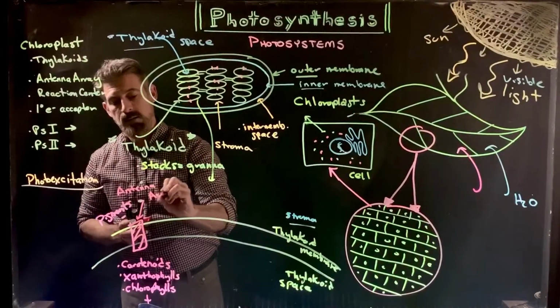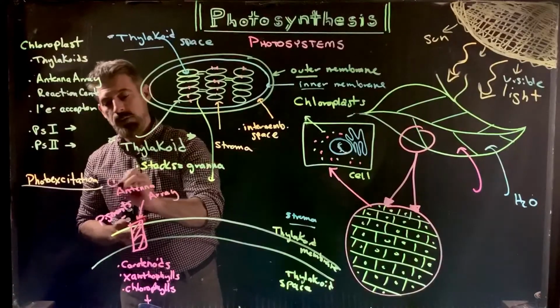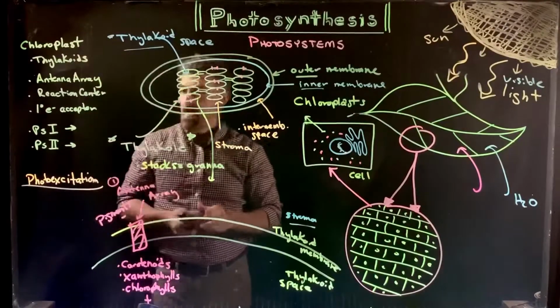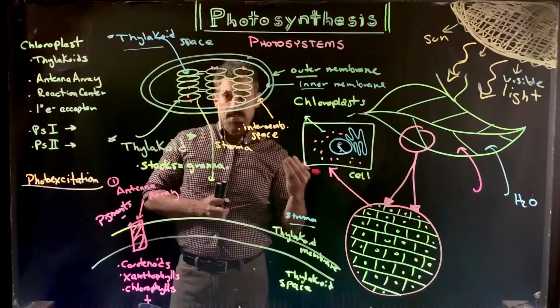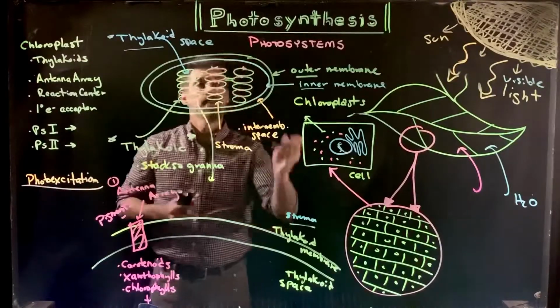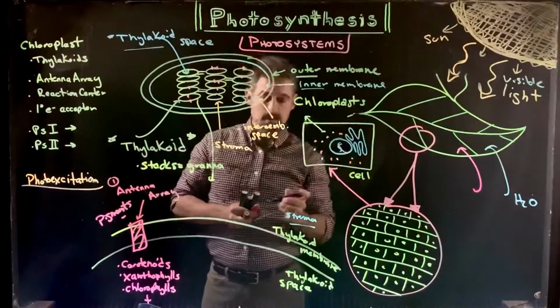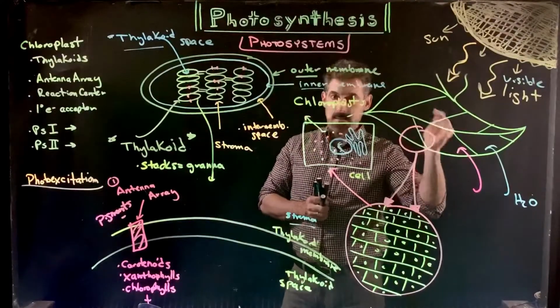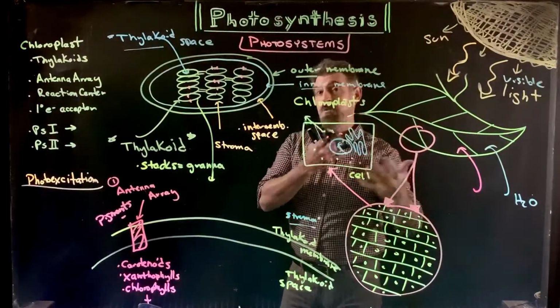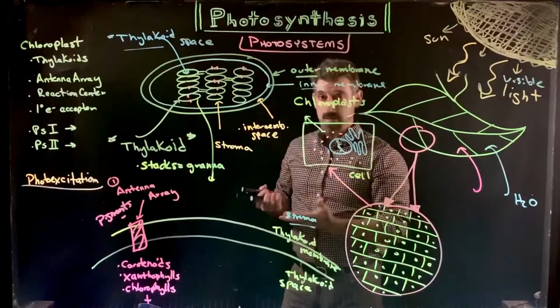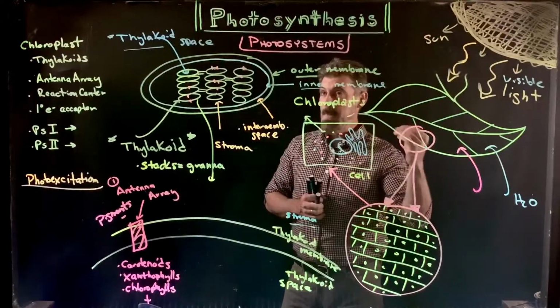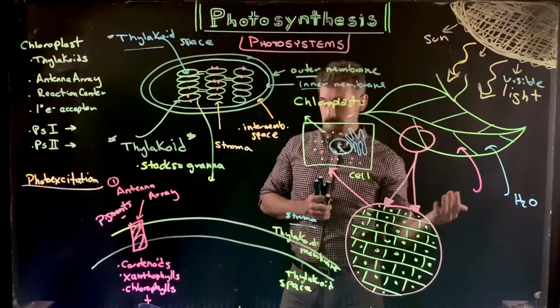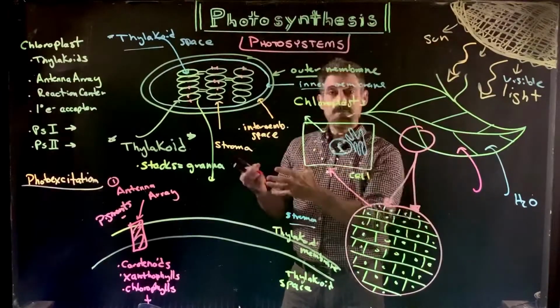Antenna array. Okay, and I'm putting number 1 here by the antenna array, because the antenna array is going to really be the first part of a photosystem. So what we're talking about now here is how does the light energy get transformed into the chemical energy? And we said it's going to be happening through a process called photoexcitation, all right? And it's going to have to do with the pigments.